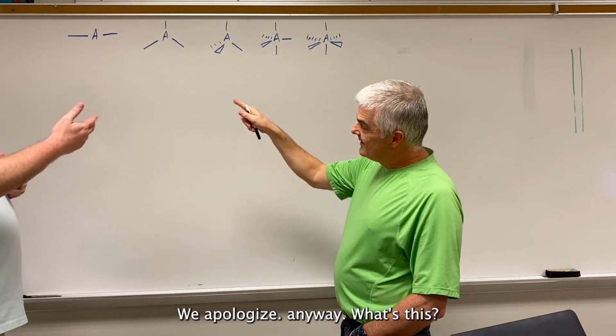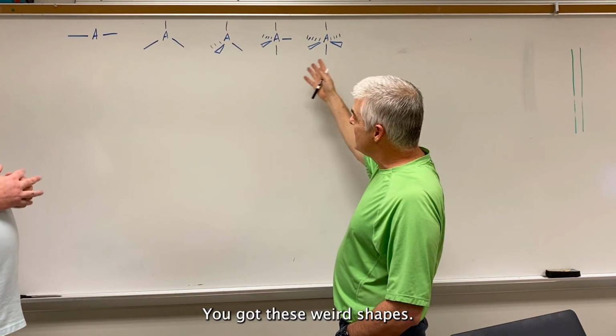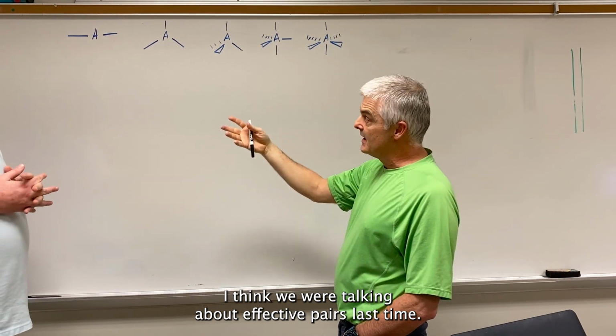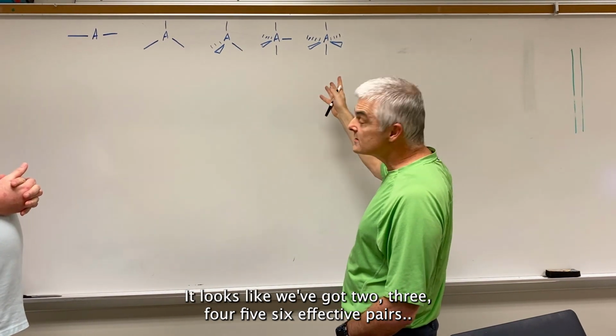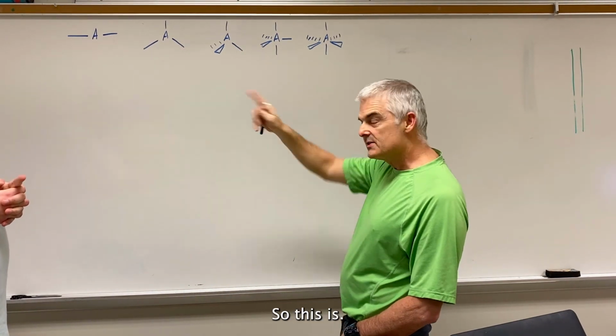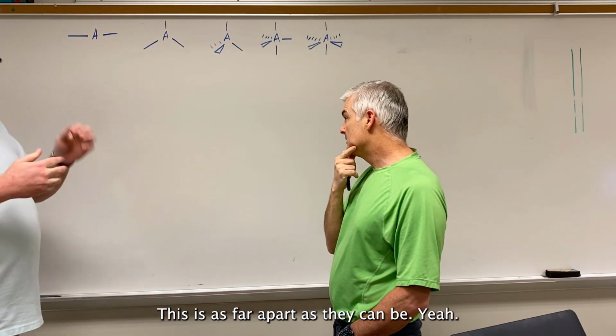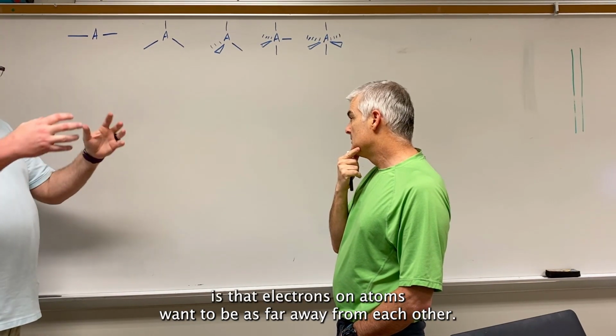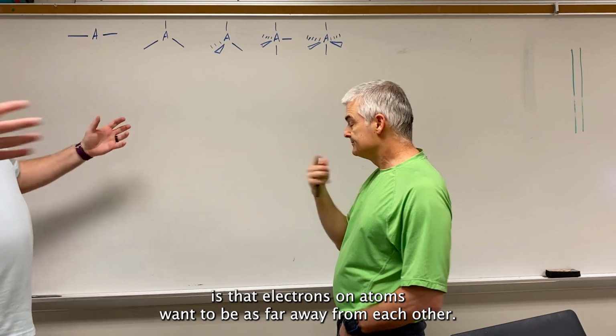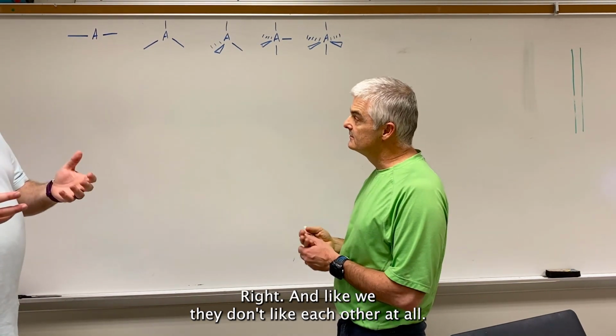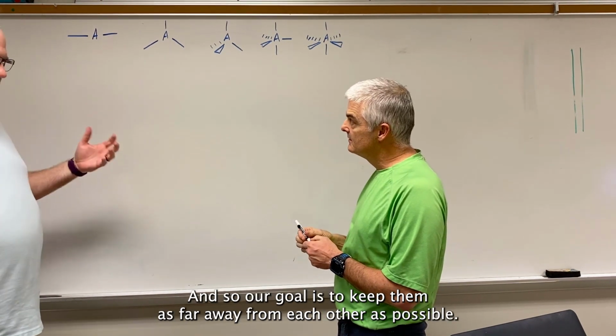Anyway, what are these weird shapes? I think we were talking about effective pairs last time, and it looks like we've got 2, 3, 4, 5, 6 effective pairs. So this is as far apart as they can be? Yeah, one of the things we talked about is that electrons on atoms want to be as far away from each other as possible. They don't like each other at all. So our goal is to keep them as far away from each other as possible.